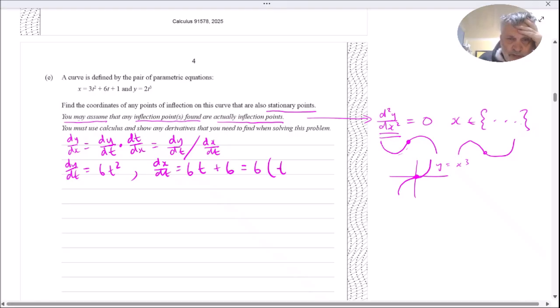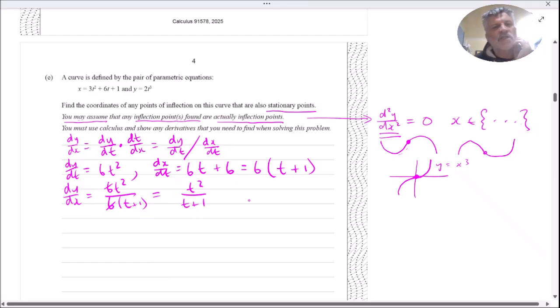Probably useful to write that in a factorized form by taking a factor of 6 out. And now we have dy by dx, which is 6t squared, dy by dt, divided by 6 times t plus 1. The 6's cancel, so we've got t squared over t plus 1. There's our first derivative.